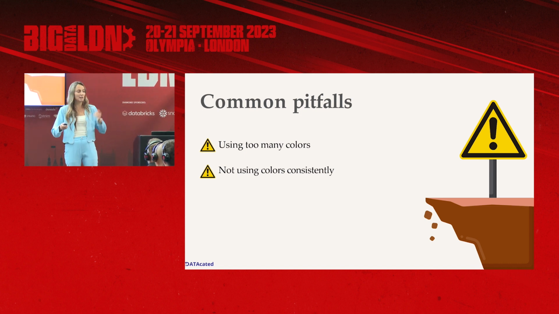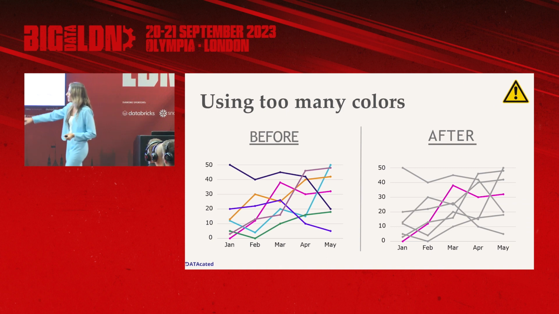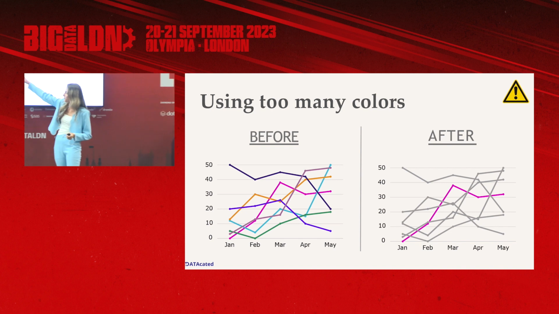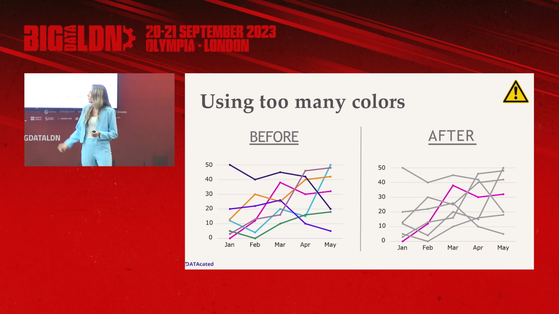So I'll give you 2 examples here. This is the using too many colors example. So if you notice here before, we have 7 categories. They're all a different color. We're looking at a fictitious metric that goes from January to May. We're measuring it, and we're not really telling a story here at all.